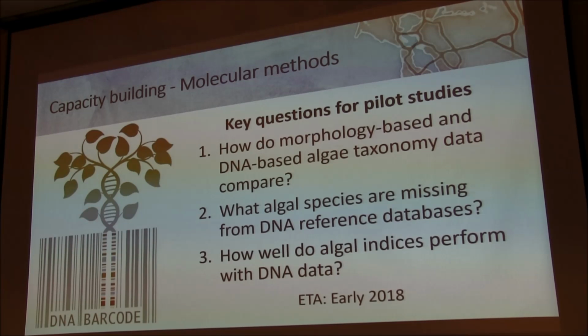So the key questions that we have for our initial pilot studies looking at the DNA sequence data of these algae samples is how do the morphology-based and DNA-based algae taxonomy data compare? Are we picking up the same organisms in similar relative abundances? What algae species that we're finding in the DNA data are actually missing from DNA reference databases? Do we have some really important taxa in the state of California DNA sequenced yet? Do we need to go back into the field, grab a sample, and sequence it ourselves? And how well are our algal indices going to perform with this DNA data? That's the big question. That's something we really want to verify.